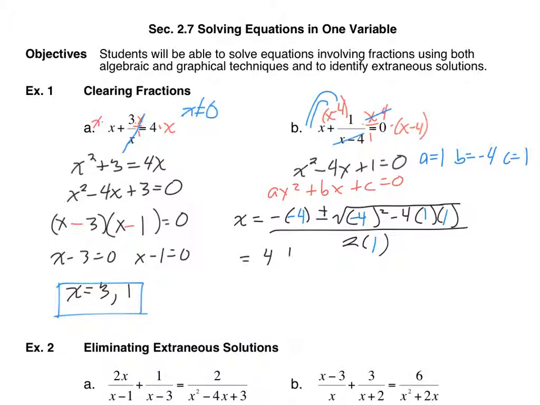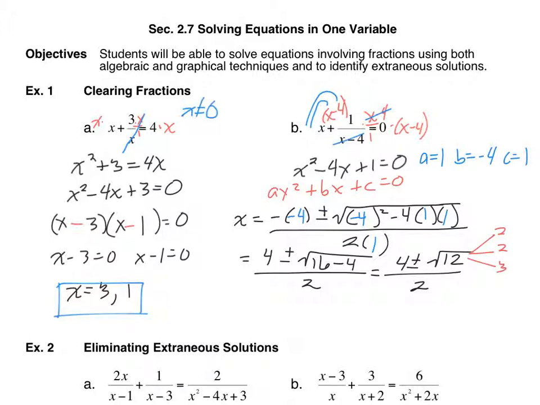So we get positive 4 plus or minus the square root of negative 4 squared is 16. And then negative 4 times 1 is negative 4 all over 2. 4 plus or minus the square root of 12 all over 2. Doesn't 12 factor into 2 times 3? Can't I take out a pair of 2's out in front as a 2? So I end up with 4 plus or minus 2 radical 3 all over 2.